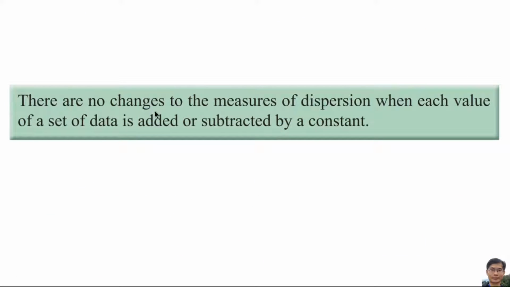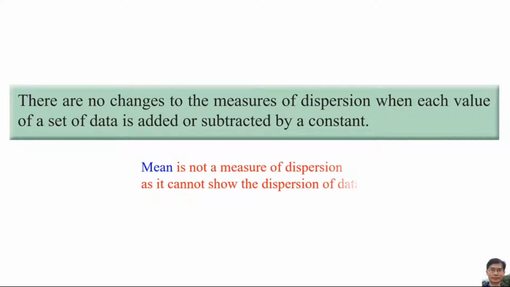So there are no changes to the measure of dispersion when each value of a set of data is added or subtracted by a constant. Mean is not a measure of dispersion as it cannot show the dispersion of data.